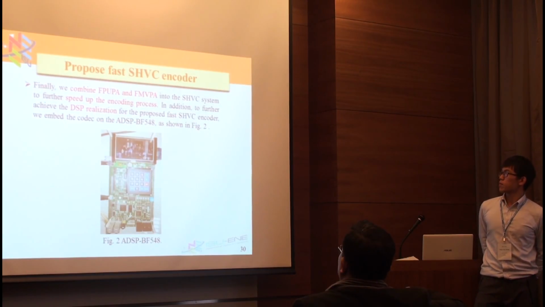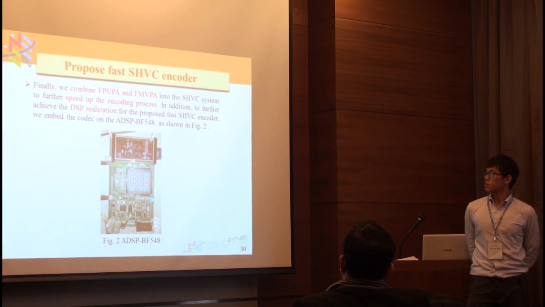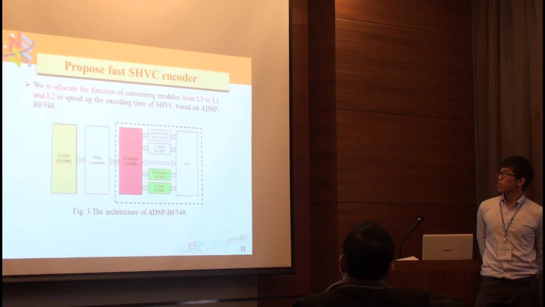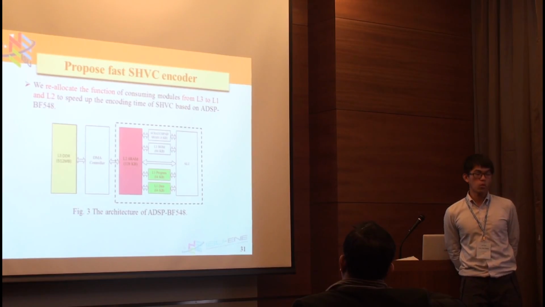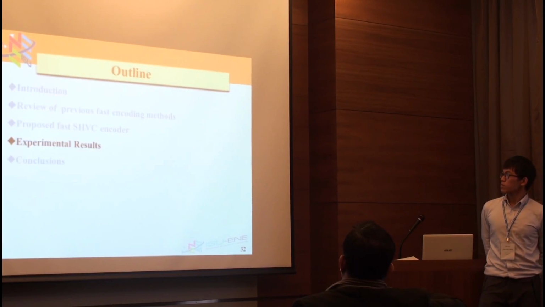Finally, we combine FPUPA and FMVPA into the SHVC system to further speed up the encoding process. In addition, to further achieve the DSP implementation of the proposed fast SHVC encoder, we embedded the codec on the ADSP-BF548, as shown in figure 2. We reallocate the functions of the time-consuming modules from L3 to L1 and L2 to speed up the encoding time of SHVC based on the ADSP-BF548.